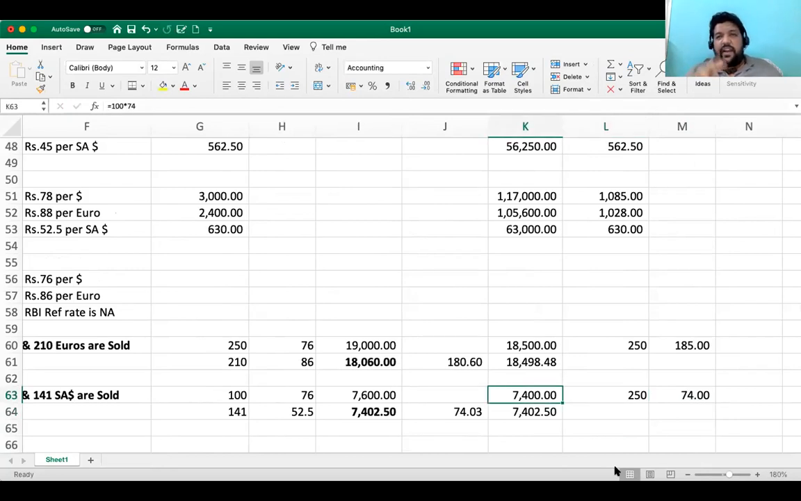Let me repeat. Whenever there is going to be a transaction in two currencies, you will treat it only as one transaction. Very interesting to note, you either use the purchasing currency and multiply with the purchasing rate, or use the selling currency and multiply with the selling rate. You will get almost the same answer.